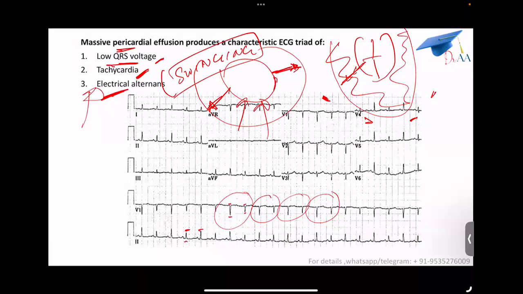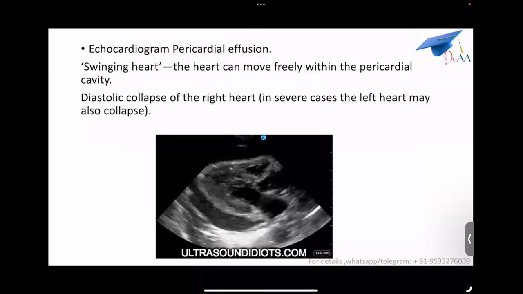When the heart is closer here, the amplitude will be high. And when it goes away from here, the amplitude becomes small because the electrical activity is also going away from it. So the changes in amplitude are seen. This is known as electrical alternans. So again, swinging of the heart, I have already explained to you.